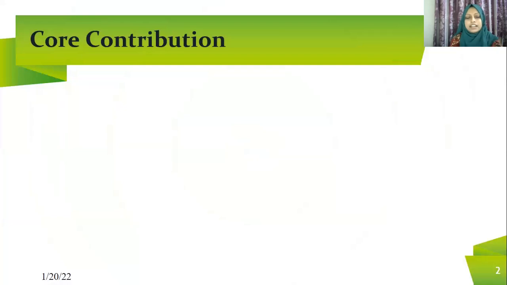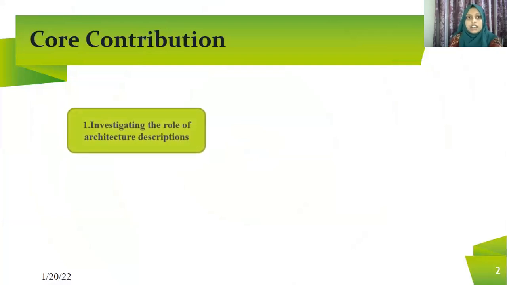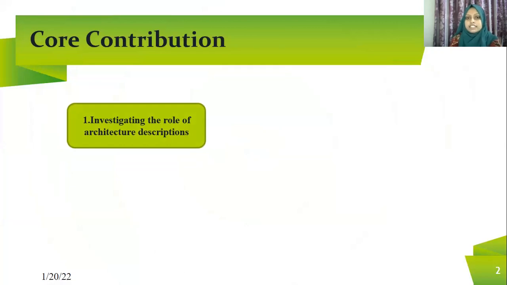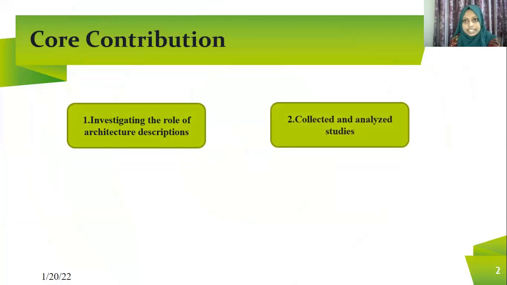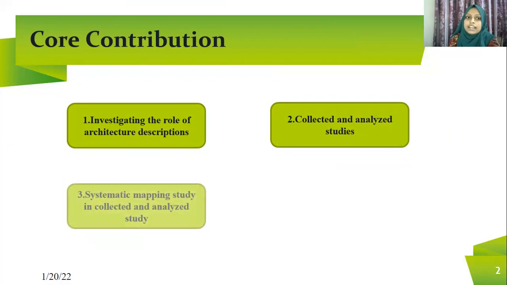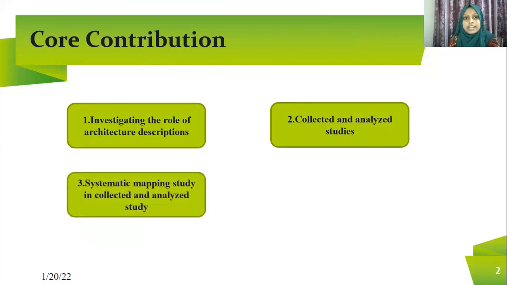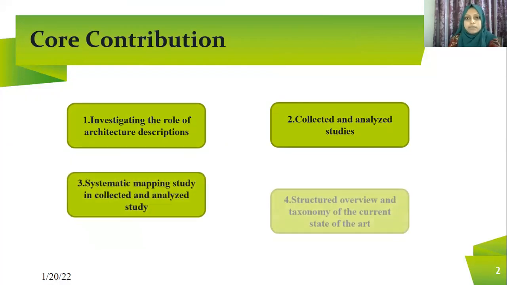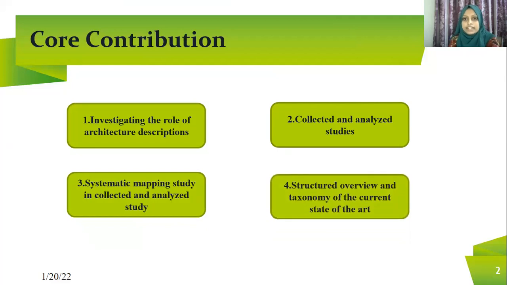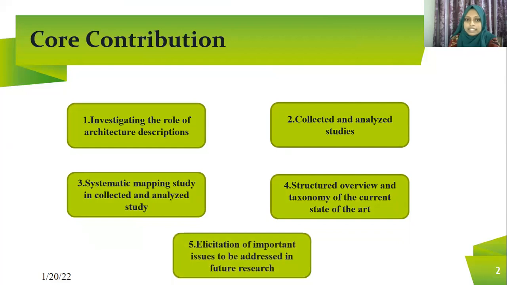Now, first I discuss the core contribution of this paper. First is investigation of the role of architectural description. Second is collected and analyzed studies. Third is a systematic mapping study in the collected and analyzed studies. Fourth is a structured overview and taxonomy of the current state of the art. And finally, elicitation of important issues to be addressed in future research.